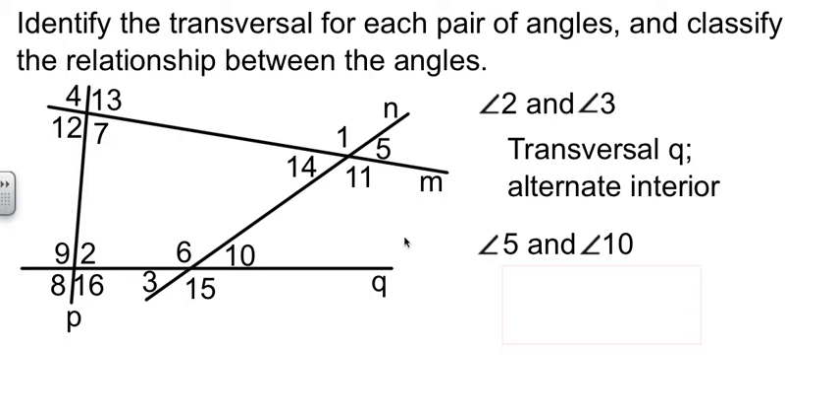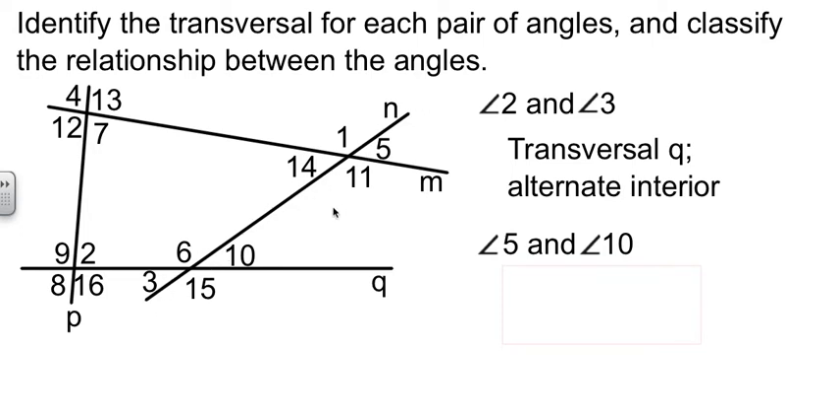Okay. Consider angle 5 and angle 10. Angle 5 is on line N and line M. Angle 10 is on line N and line Q. Which line do they have in common? They have line N. So line N is our transversal.